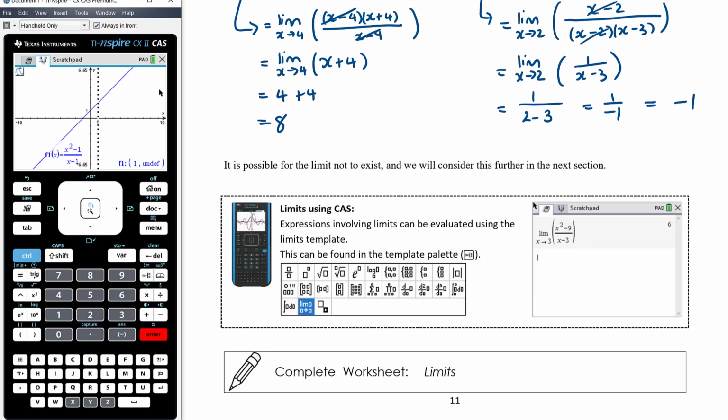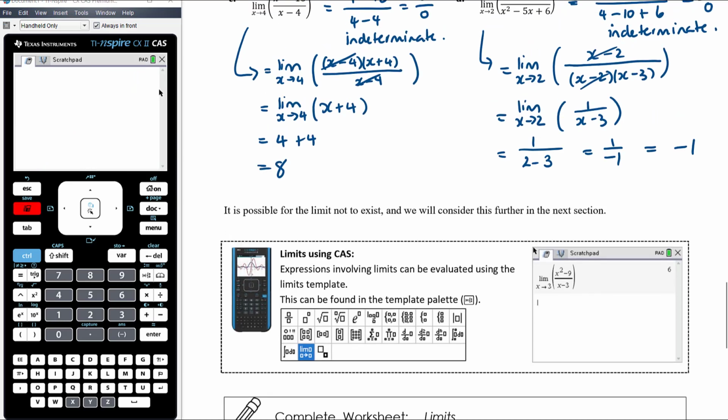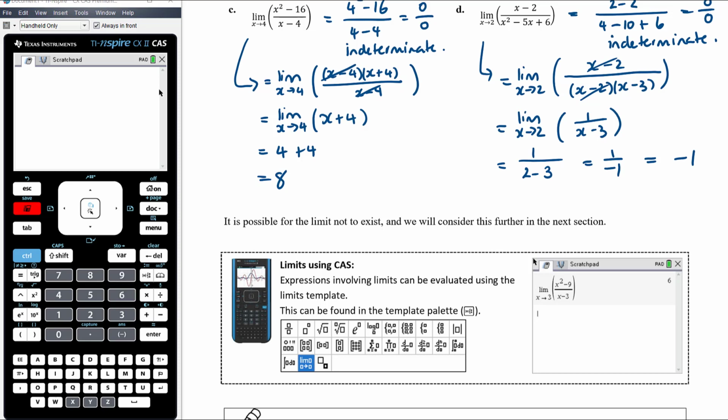So if you want to evaluate a limit using your CAS, let's perhaps look at example C. You're going to get the limit template. The template palette is next to the number 9. Press that. The limit template is down here in the bottom row. Pressing that, I want to calculate the limit as x approaches 4. I'm going to leave that little power box that's greyed out blank. We don't need to put anything in there. I'm going to put the expression that I'm calculating the limit of. So it was x squared minus 16 over x minus 4. And we indeed get 8, which is what we found.